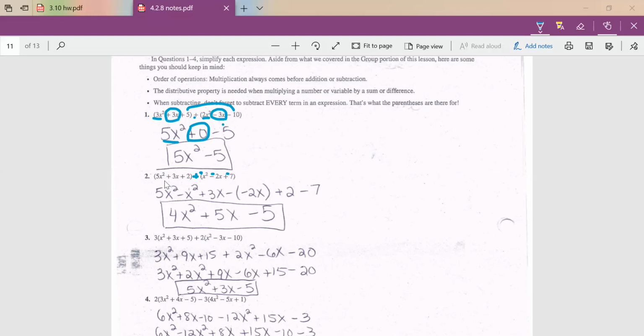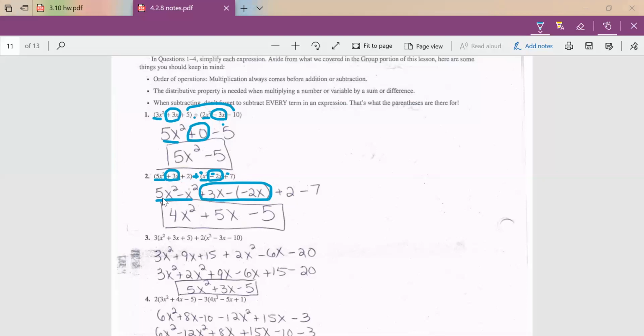Okay, so let's look at like terms. 5x squared. And remember, this is negative x squared. Okay, see how I brought them together right here? 5x squared minus x squared, right? Because I subtracted them all. And then I have plus 3x. And I have this minus negative 2x, right? So see that right here? Plus 3x minus negative 2x. They came together. Those are my like terms. And then I have the plus 2 and the minus 7. Okay, so each piece has to be subtracted.